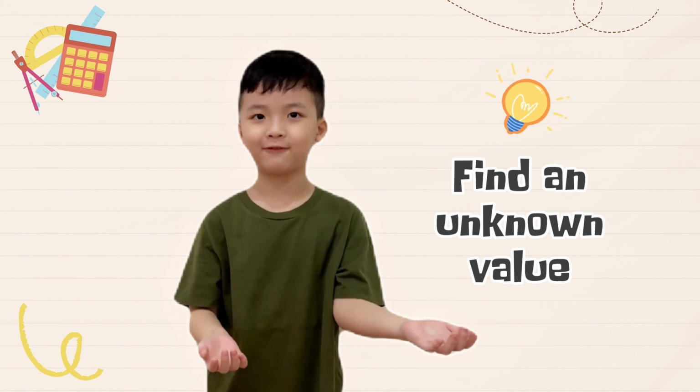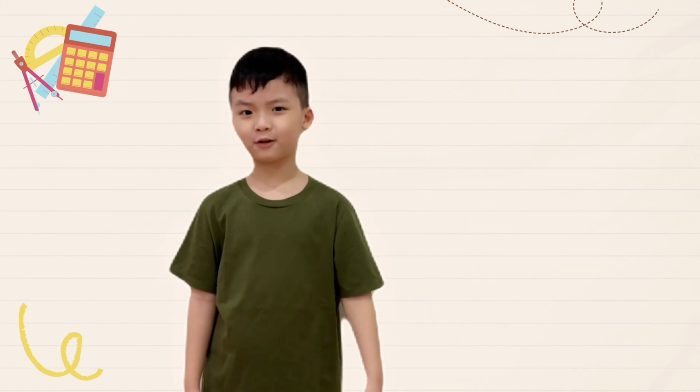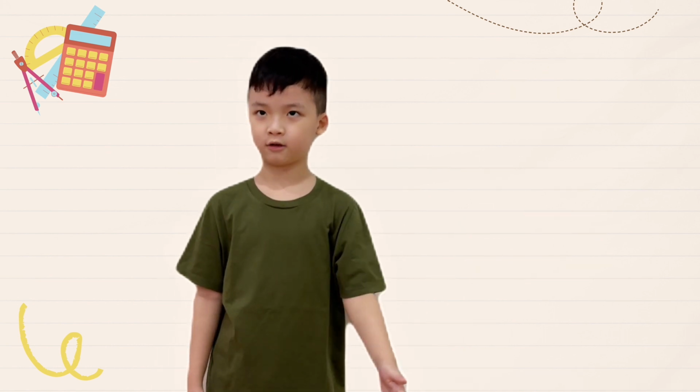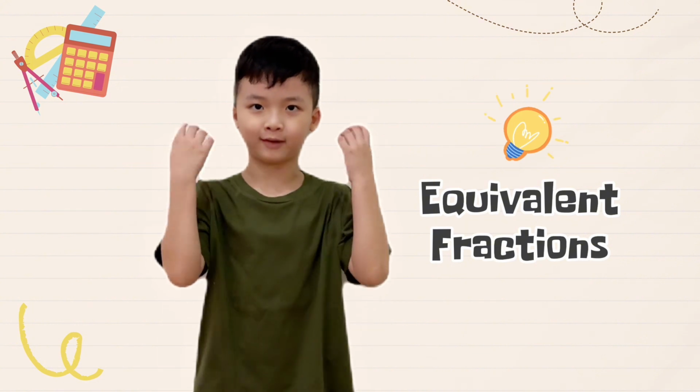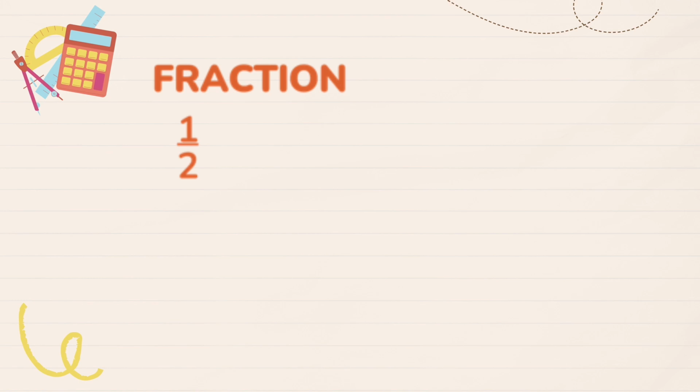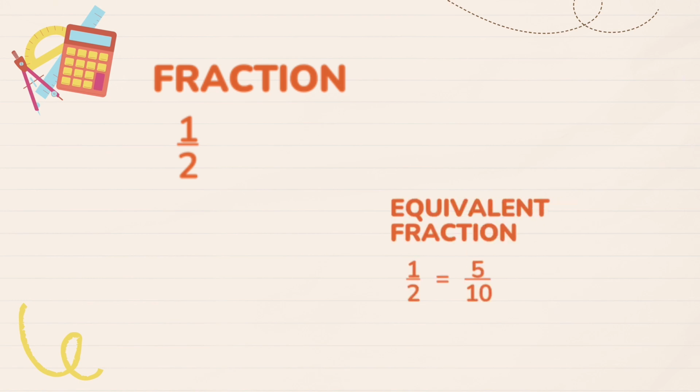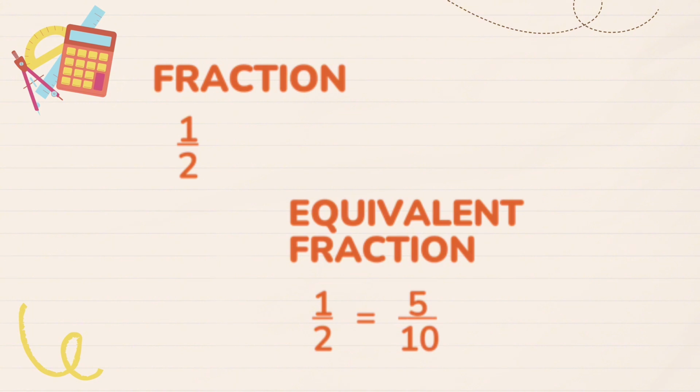find an unknown value. Before we talk about what proportions are, let's talk about equivalent fractions. To see what I mean, let's start with the simple fraction, 1 over 2 or 1/2. Now let's look at a pair of equivalent fractions, 1 over 2 and 5 over 10.